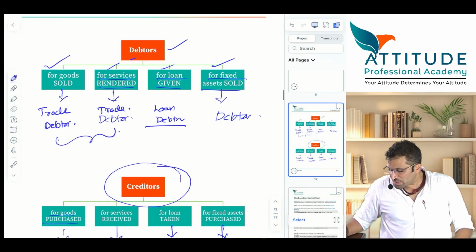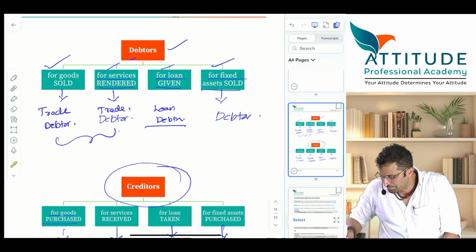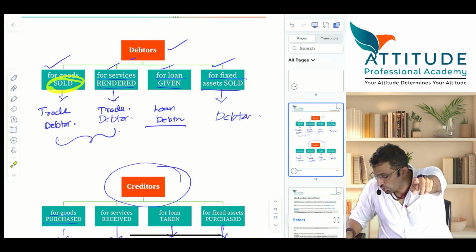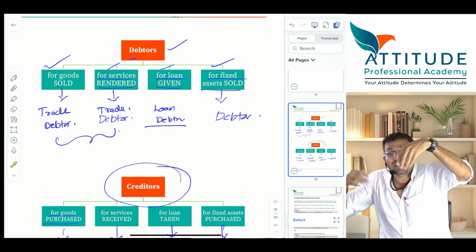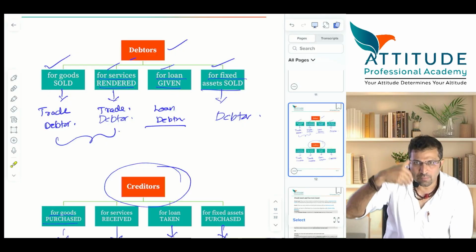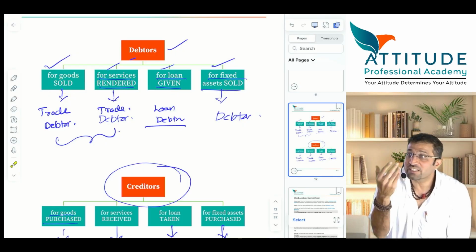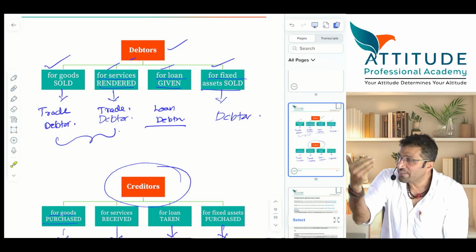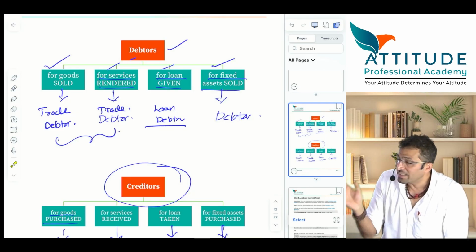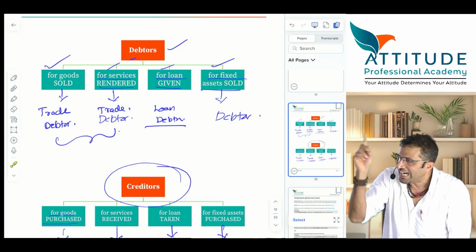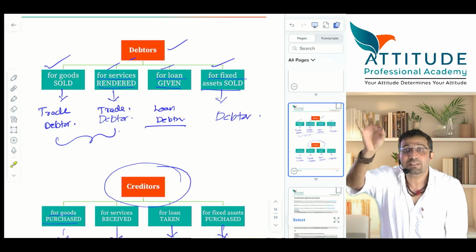Brother, did you notice something here? Look at this, sold. Look from your angle. You have sold, you have rendered, you have given, you have sold. Sold, given, rendered. You are passing on the benefit to me. Have you received the benefit? So when you give something to the other person and in return immediately you are not getting anything, the other person is a debtor. Understood?